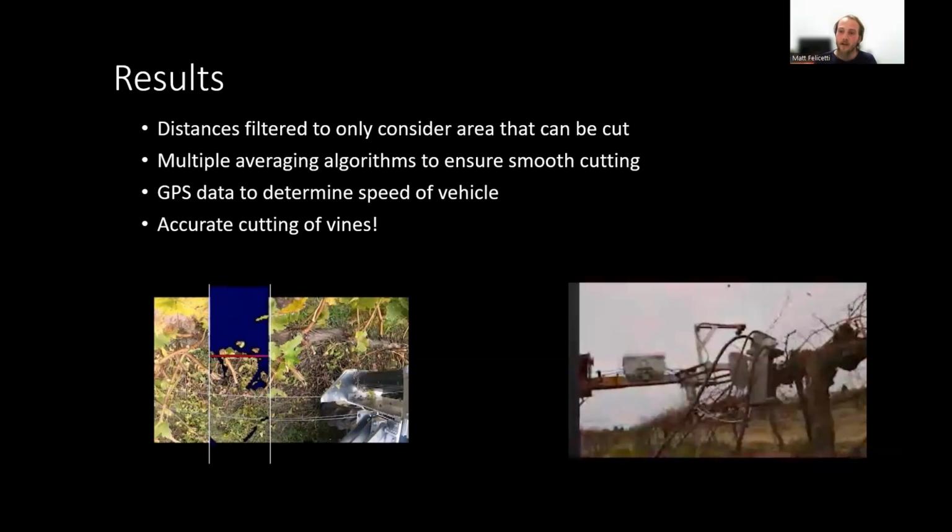So alongside the LiDAR, we also use GPS to delay the sending of where the position was, depending on the speed of the vehicle. Now, with this, we were able to accurately cut the arms from the cordon and demonstrated that this is a viable solution for pruning grapevines.